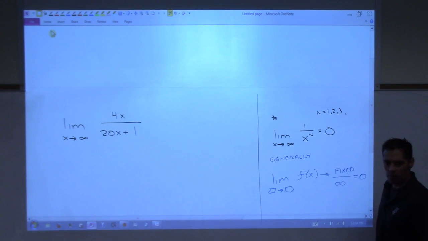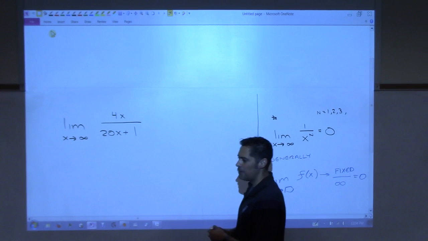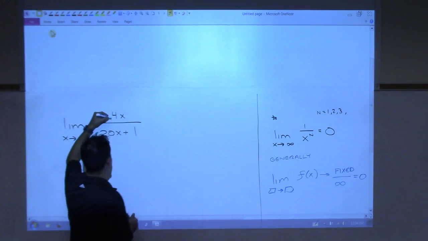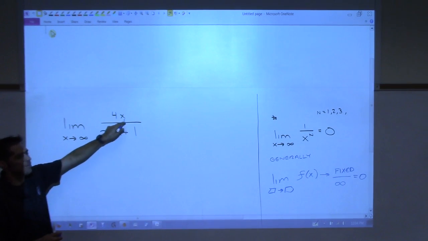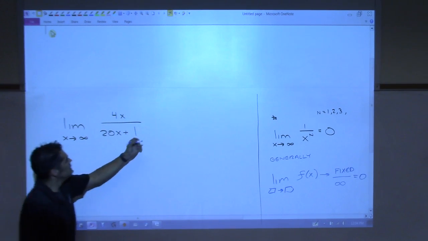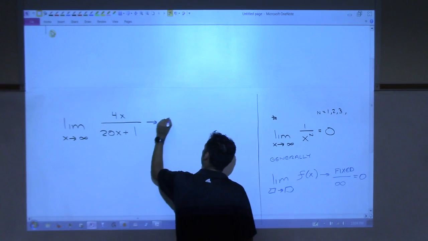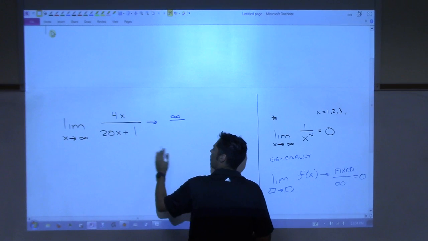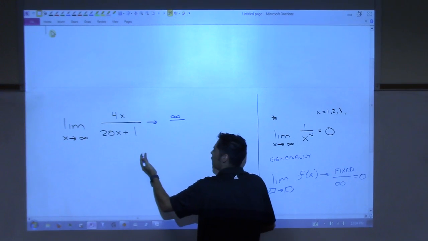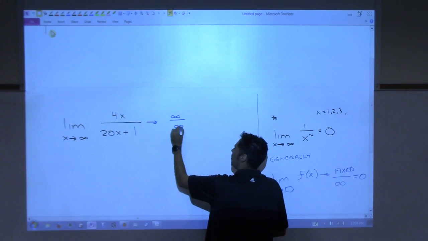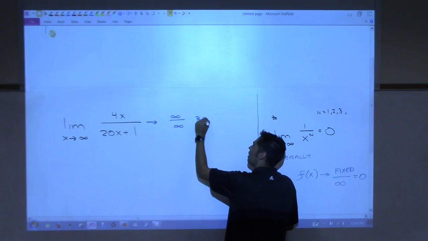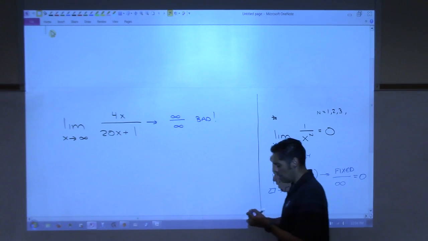This is infinity over infinity. This is not fixed over infinity anymore, because the top here, 4 times infinity should still be infinite. So we've got this form now. We've got infinity on top, and on the bottom 20 times infinity is still infinite, plus 1 still infinite. We got infinity over infinity. This is bad. Okay, this is bad. This is just like 0 over 0 was.